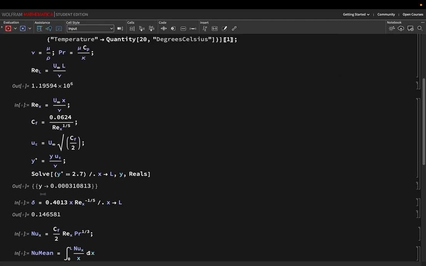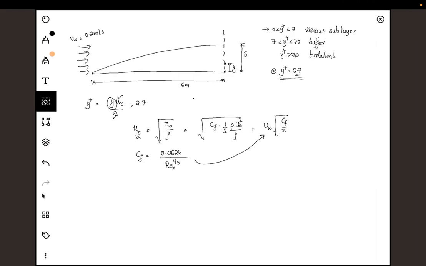Once I have delta and this, I can compute the value of the Nusselt number using the analogy that we developed before, the Colburn analogy, which tells me that Reynolds number times Prandtl number into Prandtl to the power 2 by 3 is Cf by 2, which is this equation.